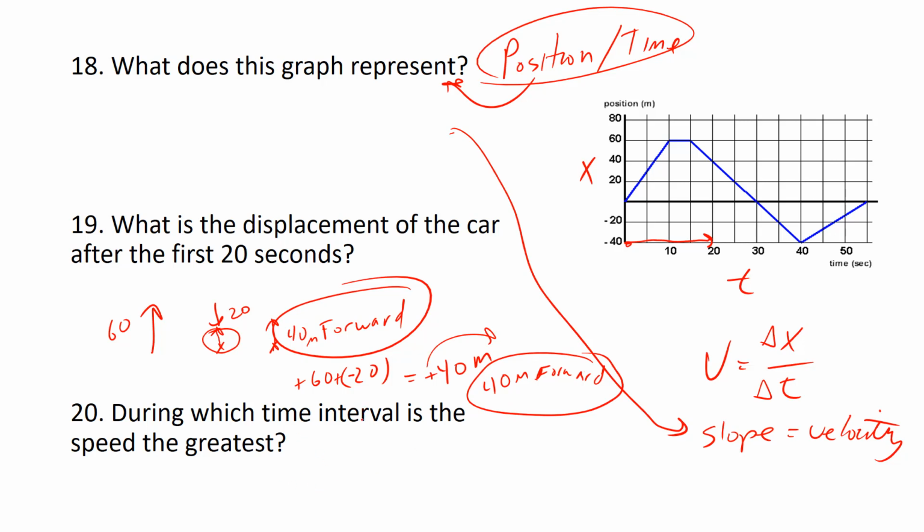Okay, during which interval is the speed the greatest? Speed is going to be the slope, but if it's speed, direction does not matter. So therefore, it's the greatest slope, and the greatest slope looks like, if I solve for it, it's going to be that first one, from time 0 to time 10 seconds.